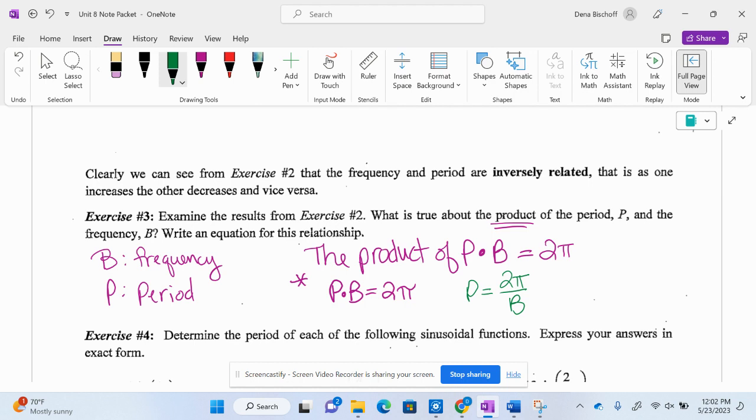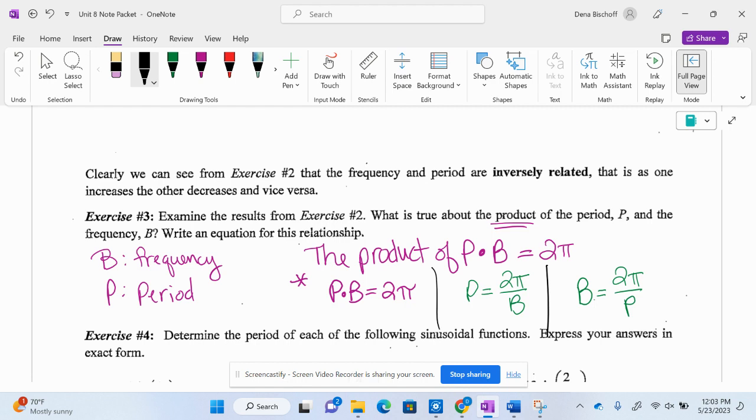Well, what if I want to know the frequency and I only know the period? Well, that means that the frequency equals 2 pi divided by the period. Because all three of these equations just mean the same thing, right? The first one is the formula, P times B equals 2 pi. The second one, I just divided both sides by B. And the third one, I just divided both sides by P. You guys see that we did that, correct?